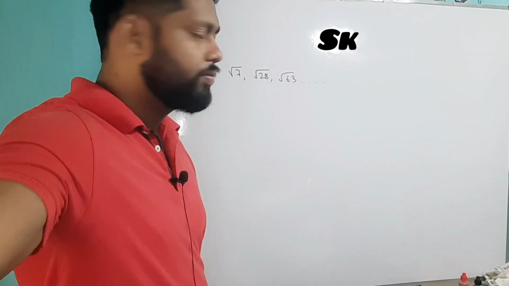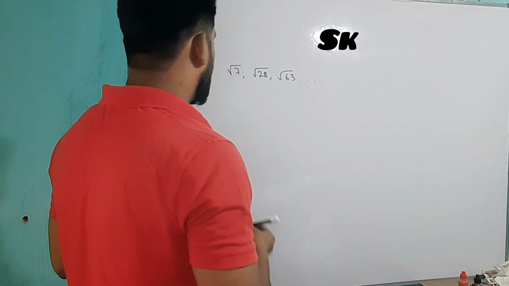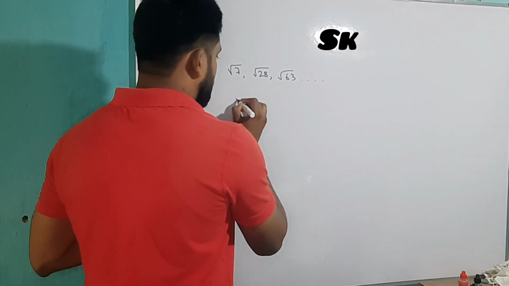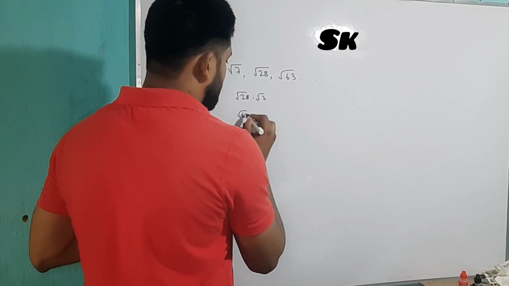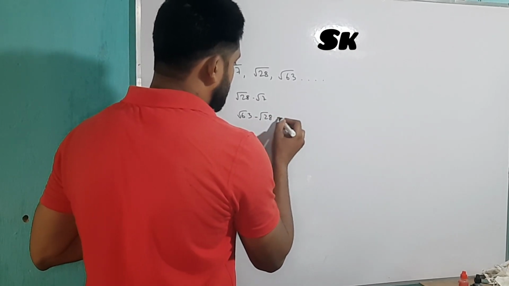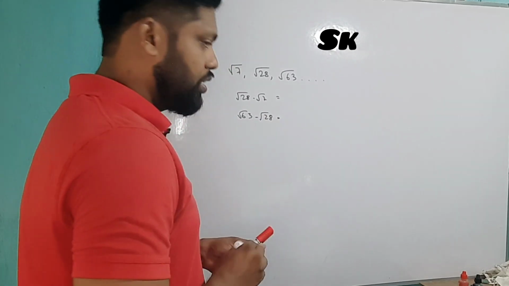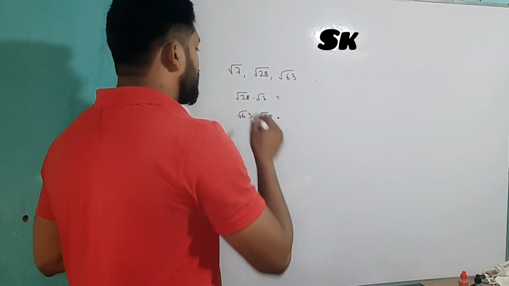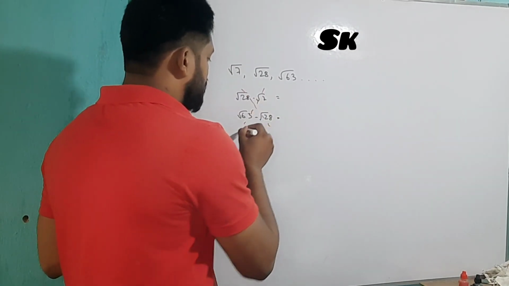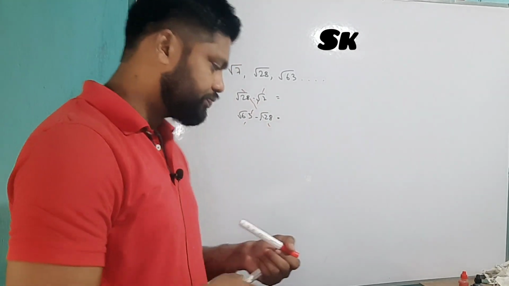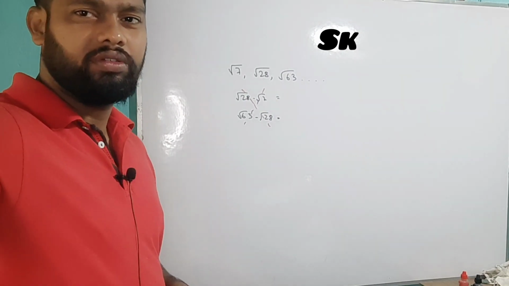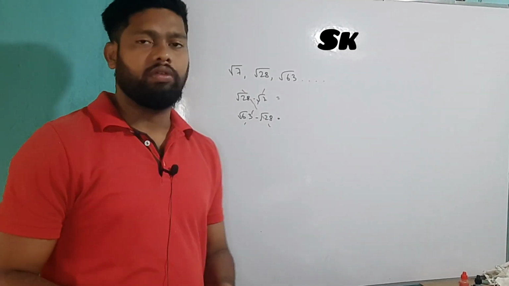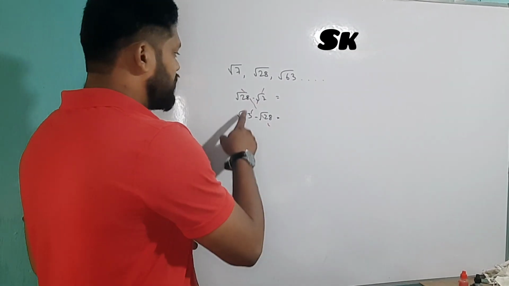Let us find out what they usually do. They will do 28 minus root 7 and root 63 minus root 28. This is what they are going to do. This is wrong. Why? Whenever any number is there in the roots, this method is wrong, because this is not the final answer.